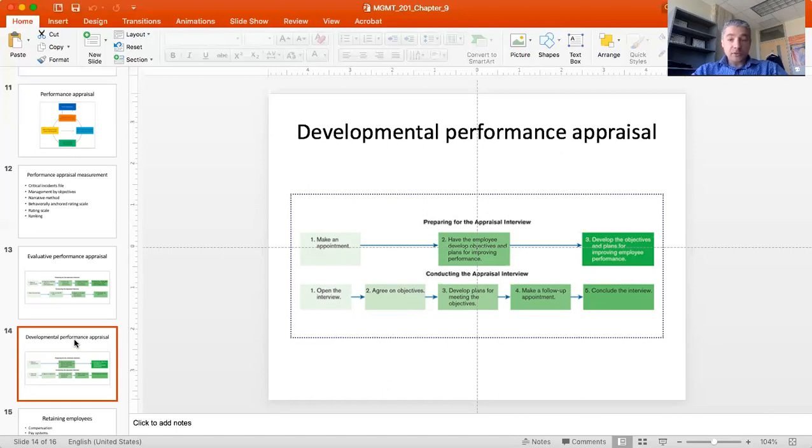And then you yourself develop the objectives and plans for improving employee performance. At the interview itself, again, you open it, you agree on objectives, right? You specify that the goal is to see where the employee meets or exceeds the expectations and where some work is necessary. You develop together plans for meeting those objectives, and this is essential, you make a follow-up appointment. Because the goal of that interview is development of the employee, you want to follow up, you want to make sure that the employee goes through the steps that you've identified. And once that's in place, if everything is done, then your goals are met. And then you conclude the interview. So that's about it.